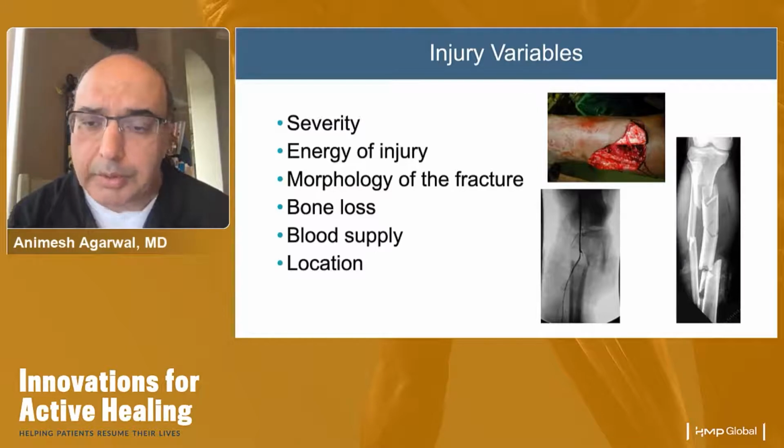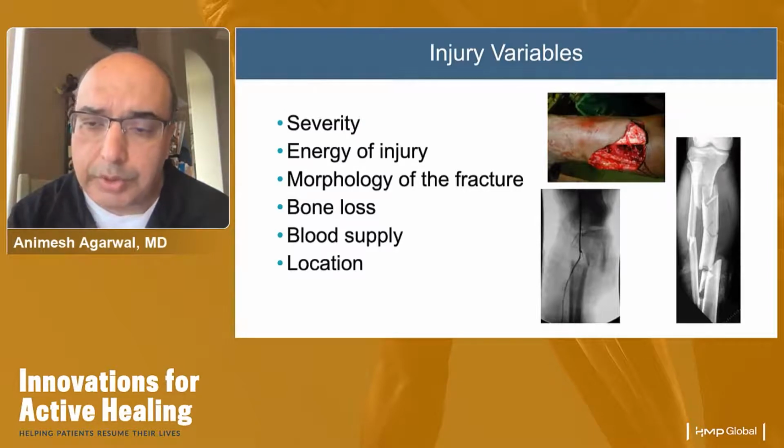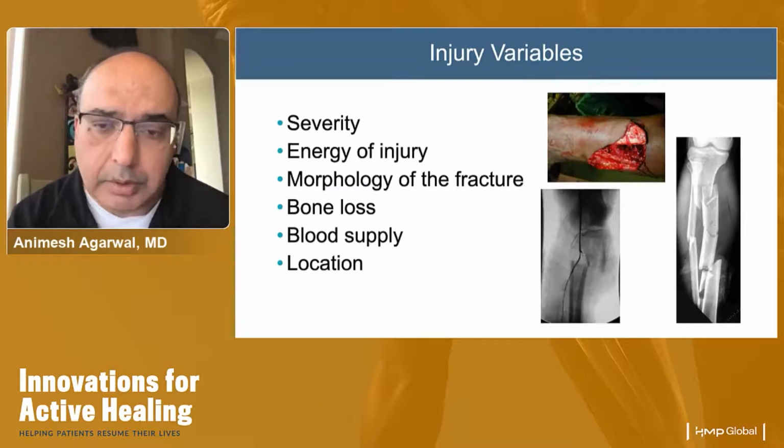As you can see in the images on your right, you have a highly comminuted tibia fracture, which has both soft tissue issues as well as bony issues. You see the one with the arteriogram showing injury to the arterial vessels in the lower extremity. That can be problematic when there's blood supply disruption.